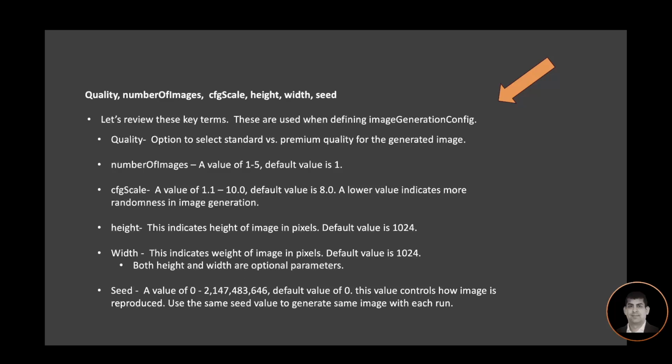Then there are height and width. These have a default value of 1024, and these are the height and width of the image in pixels. And then we have seed. This ranges from value 0 to a very high value. Default value here is 0. This value controls how the image is reproduced. Use the same seed value to generate the same image with each run.